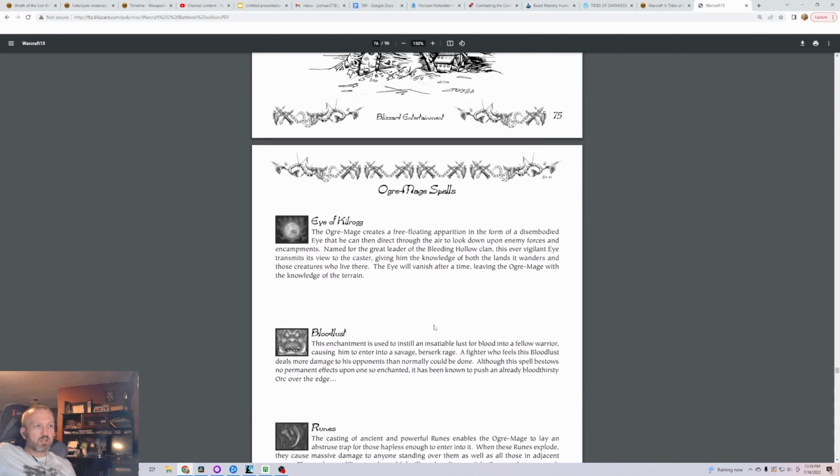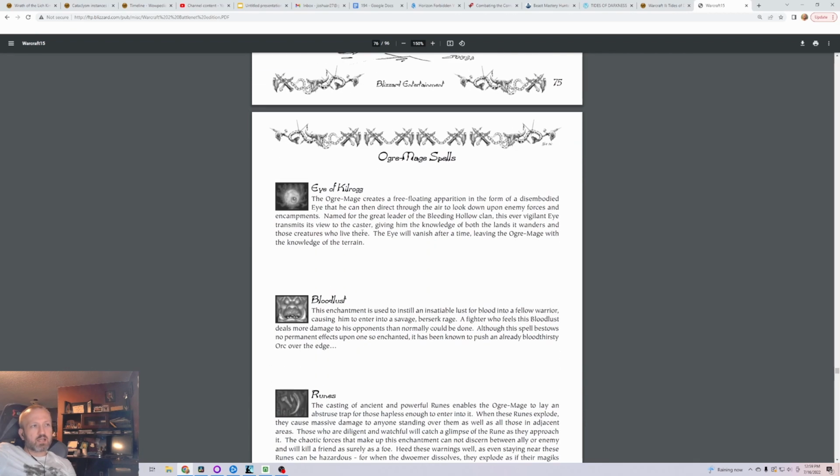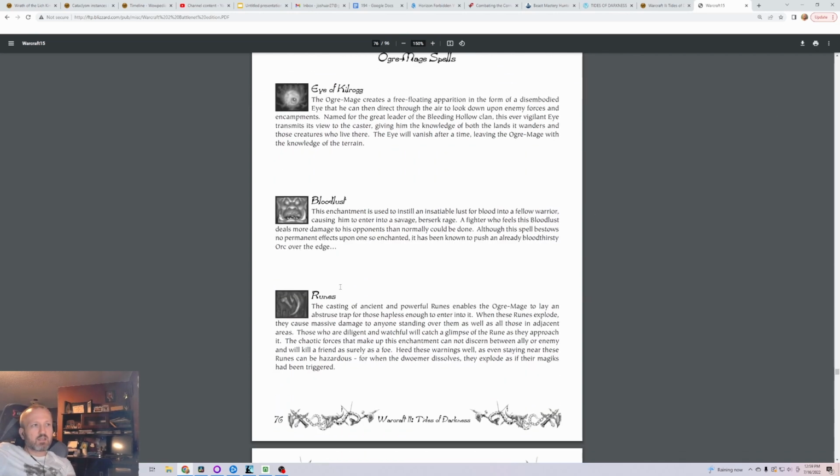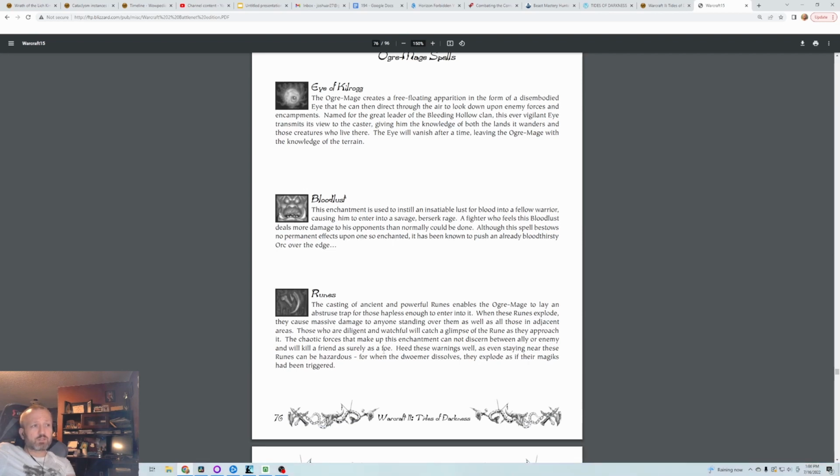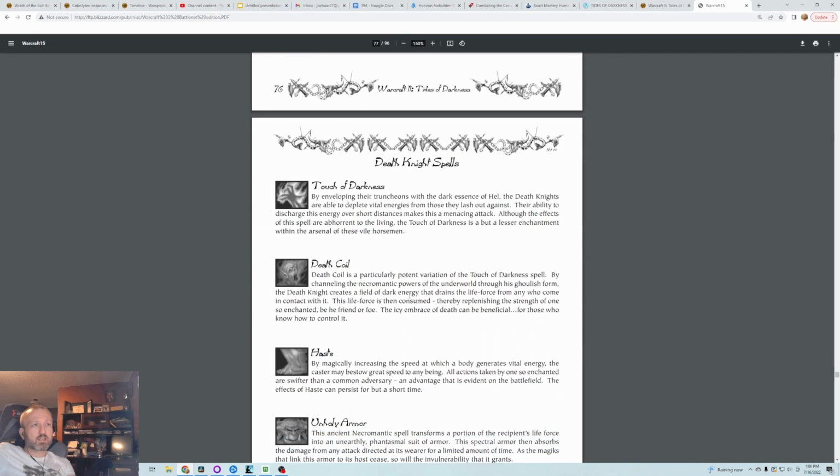Look at that juggernaut. So the ogre mages can cast Eye of Kilrog. I like how they're differentiated. You can't just see it with a little clearing of the fog of war anymore. It sends a little eyeball around that you have to search with. It's kind of neat. They have Bloodlust, which is like a battle buff. Runes, they're like traps you can place on the ground. You can use them to pretty good effect.